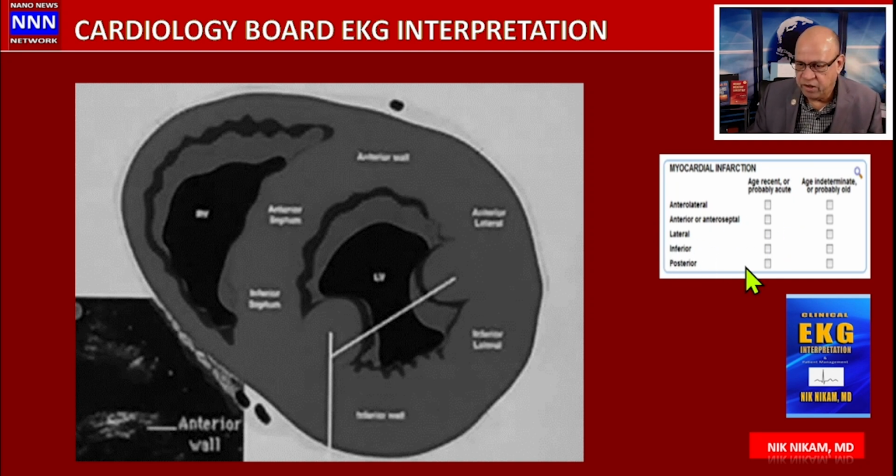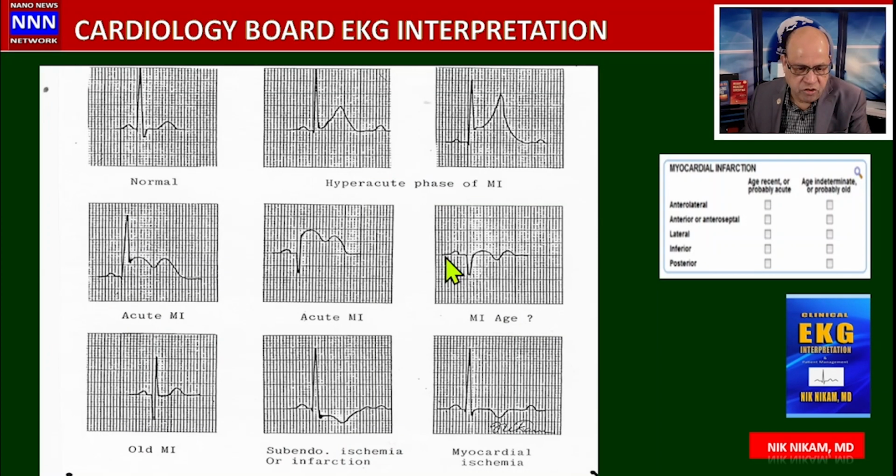inferior, posterior. The second question comes up as, is this acute or is this old? This can be easily ascertained by looking at this chart which I have shown you. You need to imprint this image in your mind and your brain so that when you look at an electrocardiogram, you should be immediately able to locate the location of the myocardial infarction and the age of the myocardial infarction, whether it is less than 6 hours or more than 6 hours or more than 6 months, an old infarct.